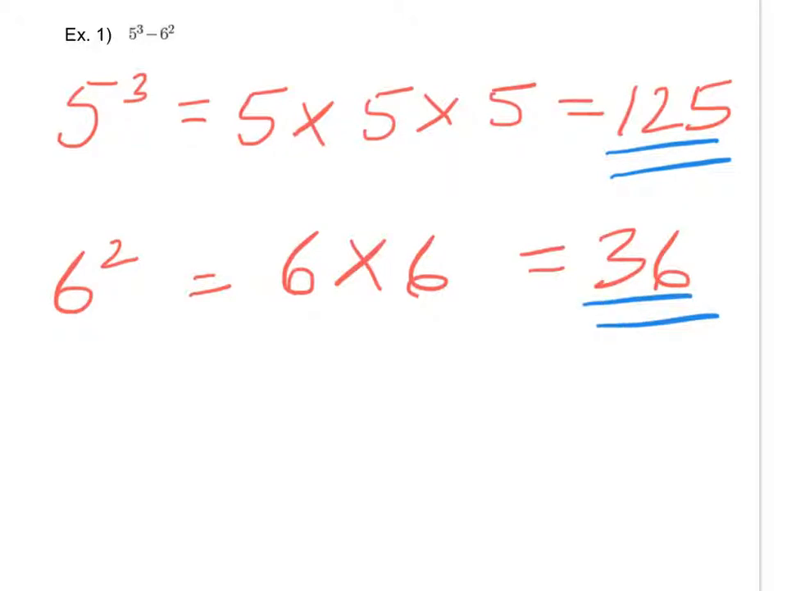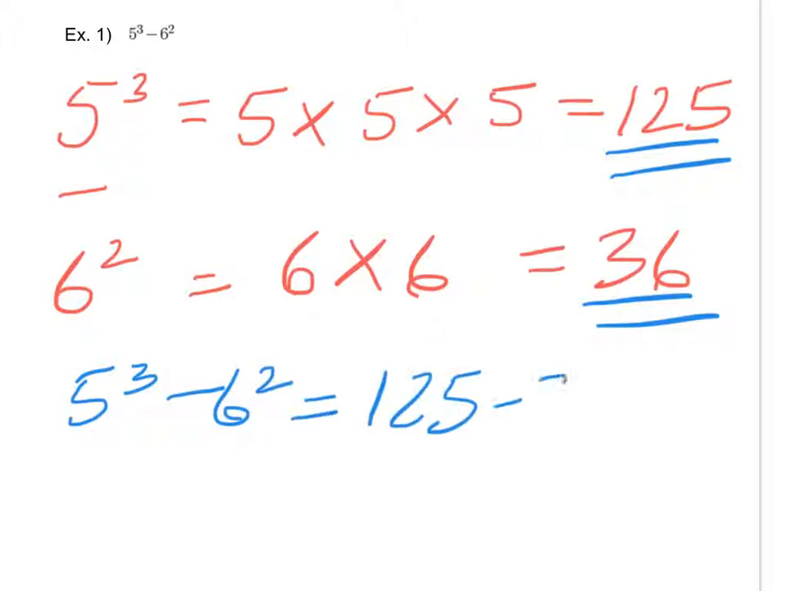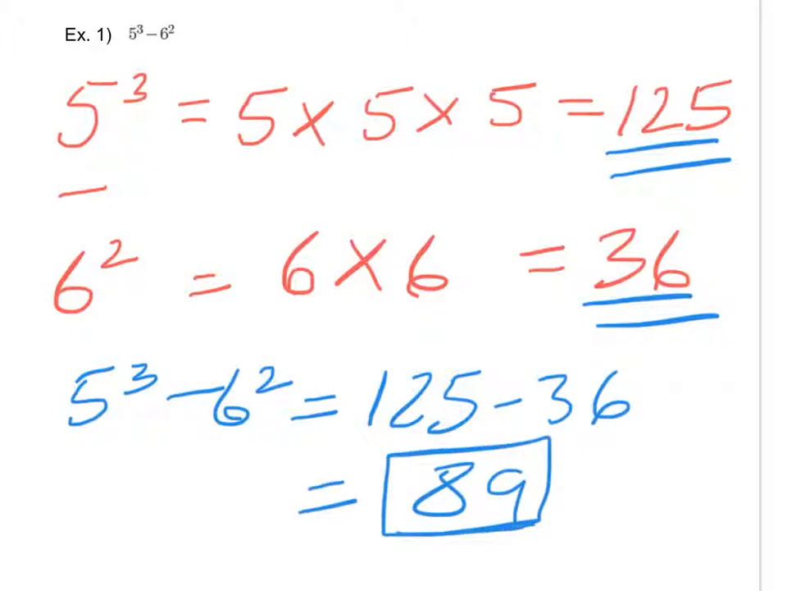Because the question is 5 cubed minus 6 squared. So I will put down 5 cubed minus 6 squared. What that means is 125 minus 36, which is 89. Okay? So there you go. What you do is you evaluate 5 cubed first, then you evaluate 6 squared, and then you subtract. So it's pretty straightforward.